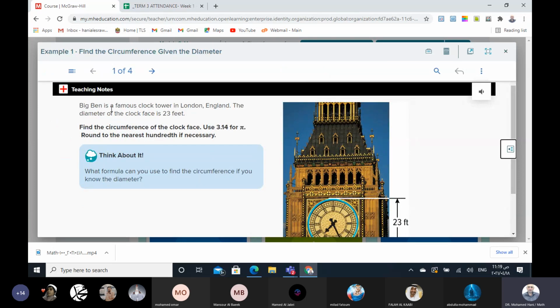Big Ben is a famous clock tower in London, England. The diameter of the clock face is 23 feet.